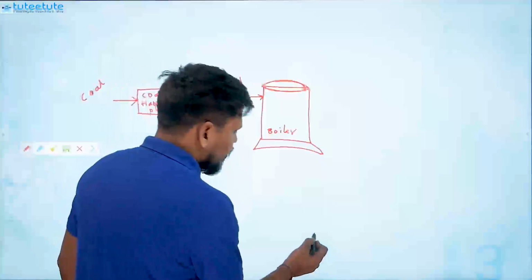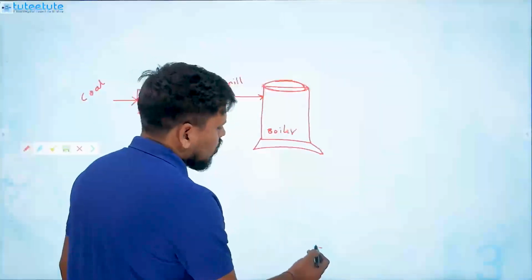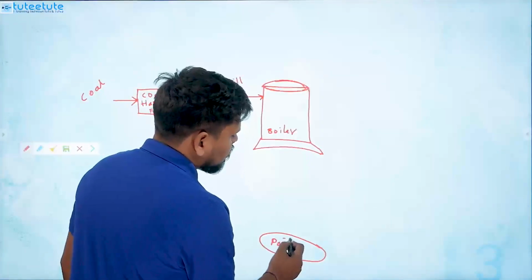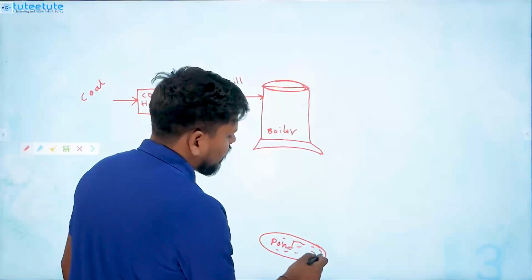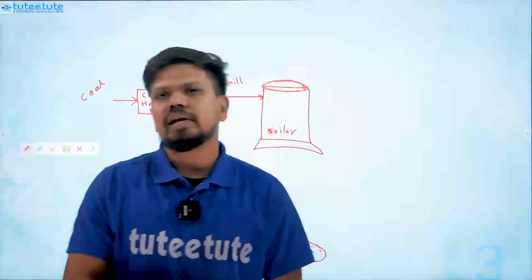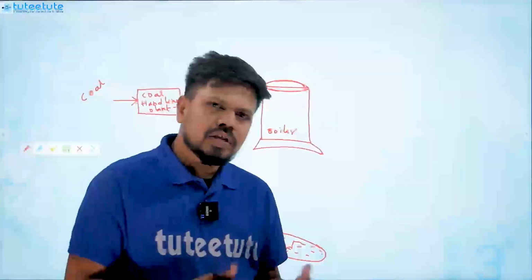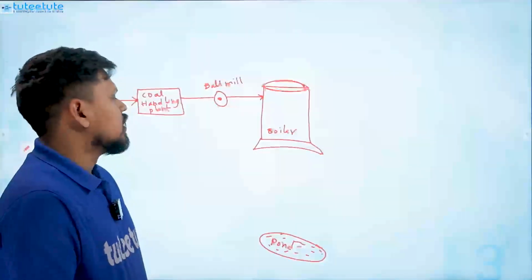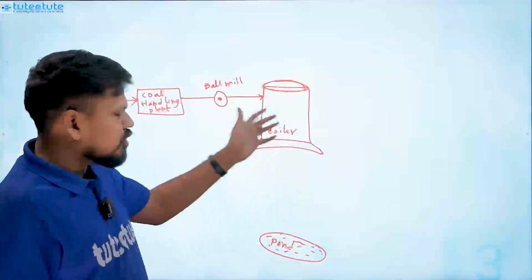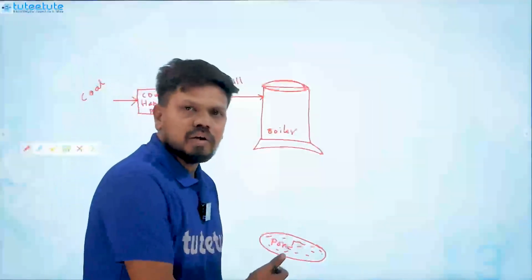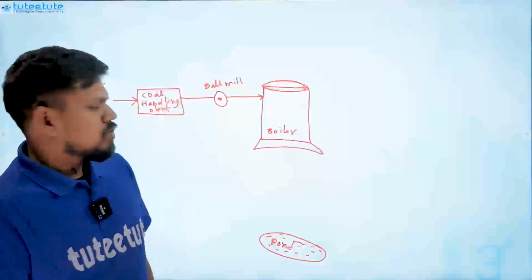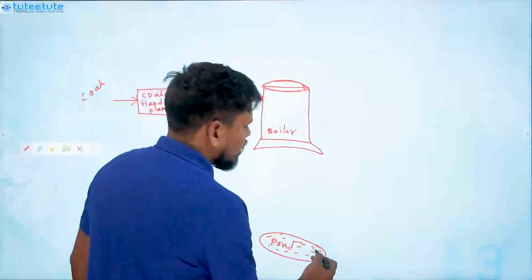Let's take some pond near this power plant. Pond means a place where water can be stored. Otherwise a river, or there will be nearby canals. We have to take water from one of those. Near the thermal power plant there should be some water availability. Understood, right? So now from here you have to take the water.